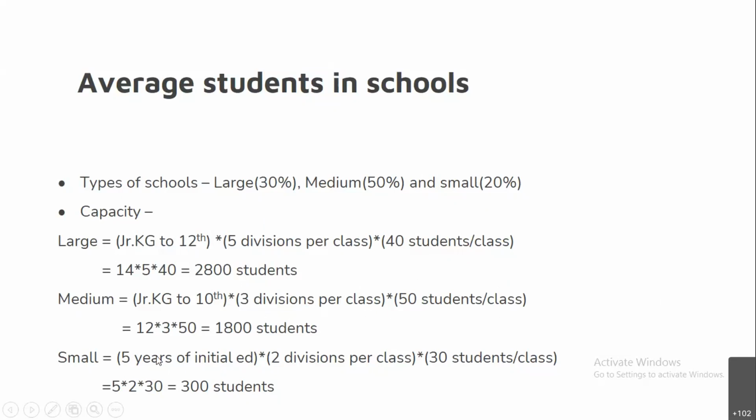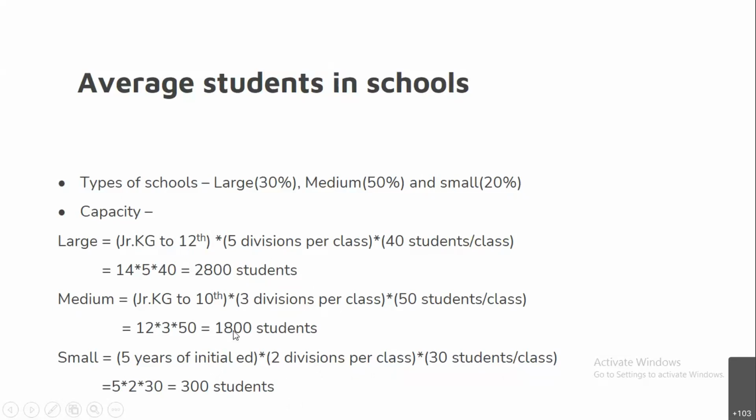And now small schools will be like they just address primary education, at least in our case. So that's just junior KG, the first age group. And then you've got 2 divisions per class because it's not the biggest of buildings. They're very small. So 2 divisions and 30 students each because the rooms are small too. Like it's our assumption. So you can keep that there. So that will give you 300 students per school.